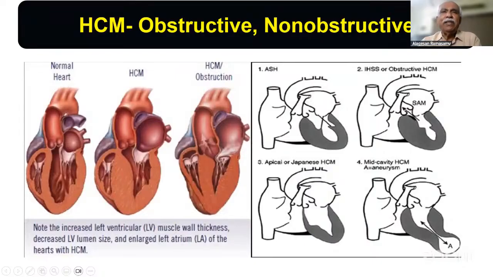So going to hypertrophic cardiomyopathy itself, how will you classify it? The classical classification is obstructive and non-obstructive. Non-obstructive means there is no obstruction in the left ventricular flow. There is no evidence of left ventricular outflow obstruction or a mid-ventricular obstruction. Left ventricular outflow obstruction is the most common type. Mid-ventricular obstruction we also encounter in patients with left ventricular apical hypertrophy.